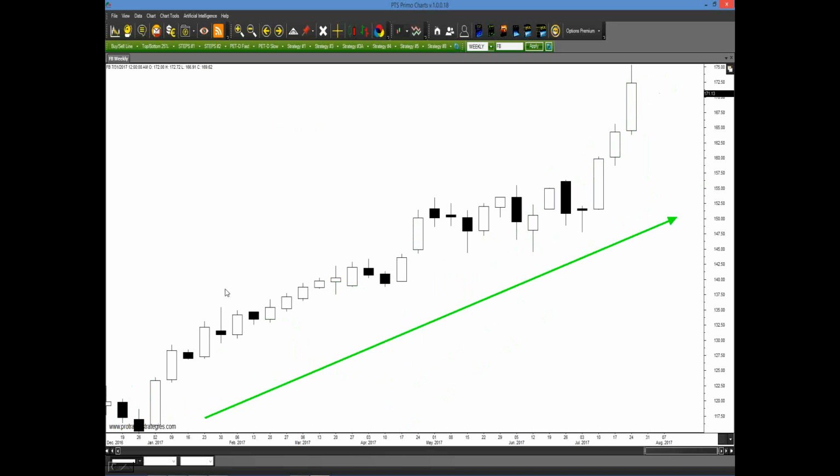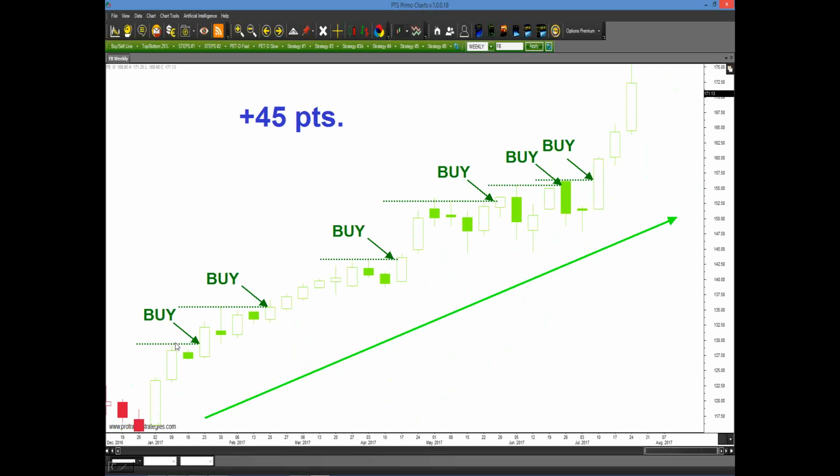On a weekly chart here, we do the same process. And once, on a weekly basis in January, we had three consecutive bars, we could have taken advantage of this very first short-term pivot high, gone long here if you're a swing trader, and you had 45 points in your favor coming into August. Now that's on a weekly time frame.